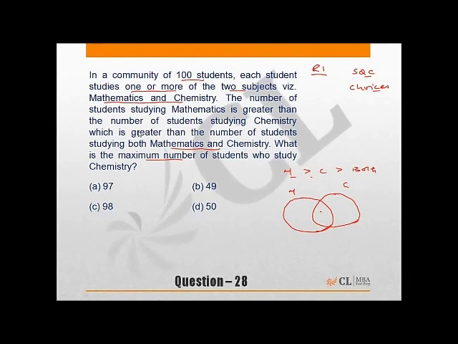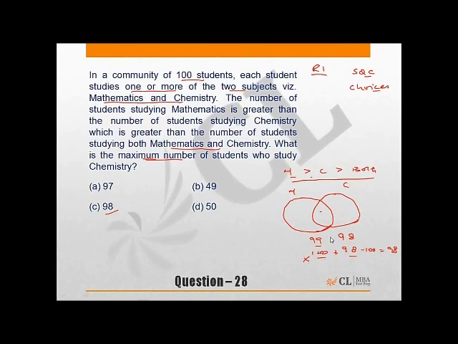Let's start checking the choices. The question says what is the maximum number of students, so let's start checking the maximum choice. The maximum choice is 98. If the number of students studying chemistry is 98, then the number studying mathematics could be 99, or it could also be 100. If mathematics is 100 and chemistry is 98, that means studying both would be 100 plus 98 minus 100, so 98 would be studying both. But this contradicts the condition because both has to be less than chemistry. So this case is not possible.